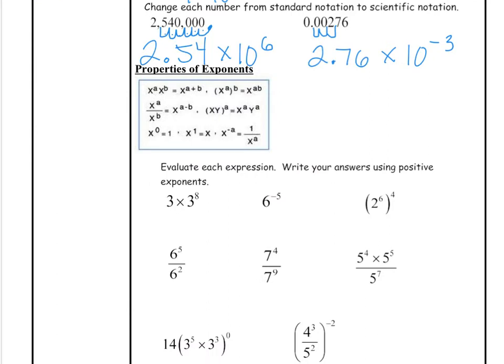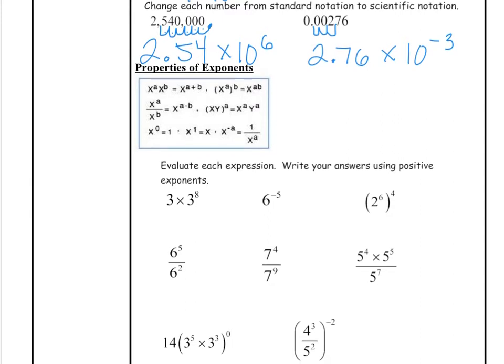Now we're going to move on to properties of exponents. There's a box at the top that says all the rules of exponents. Remember, we can only combine terms, really, if we have the same base. And so if our bases are being multiplied, we add our exponents. If they're being power to a power, then we multiply our exponents. If they're being divided, we subtract. If anything's raised to the 0 power, it's 1.